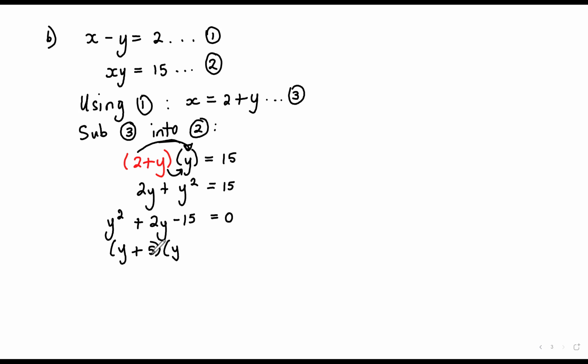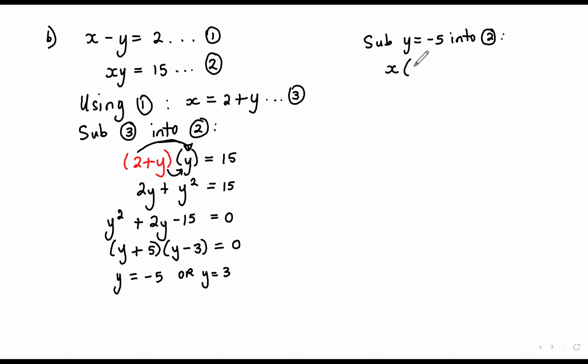So you'll have y plus 5 by y minus 3, all of that is equal to 0. So therefore, y is equal to negative 5 or y is equal to positive 3. And now that you know what y is, you substitute, right? So substitute the first one, y is equal to negative 5, into any one of the equations. Let's say equation 2. So that would be x times negative 5 is equal to 15.